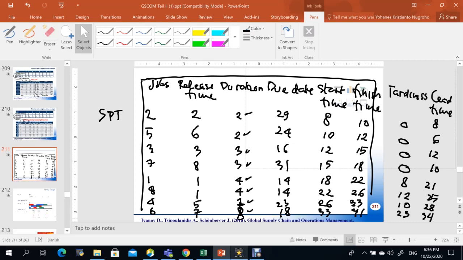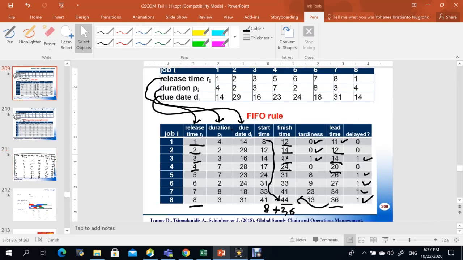And we have information here that the lead time for the last job, that is job number 6, is at minute 34. If we compare with the previous, it is at minute 36. Therefore, there is a reduction of 2 minutes. So that explains why shortest processing time is better than FIFO rule.